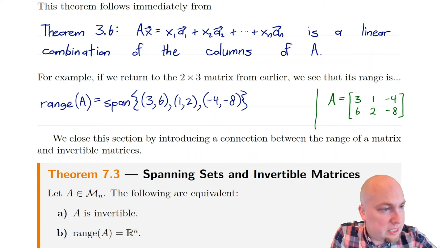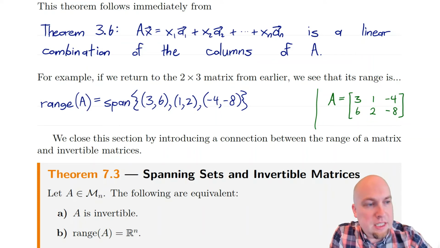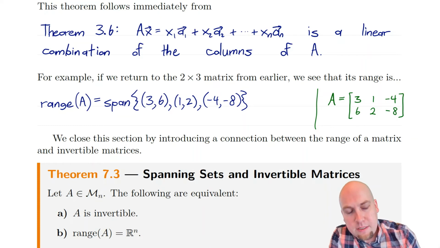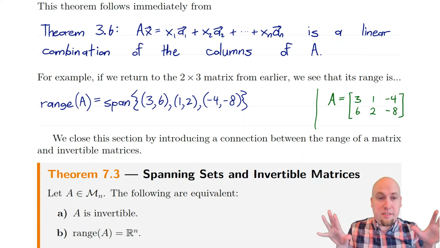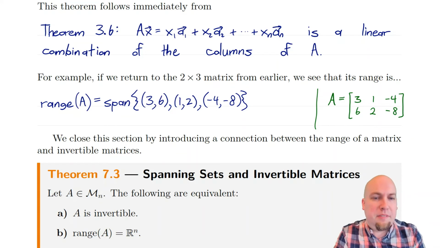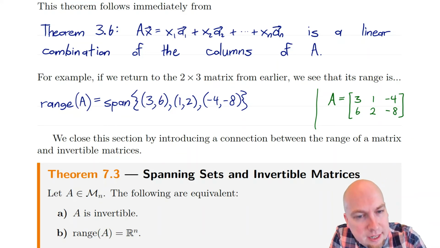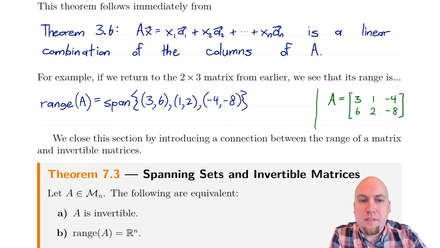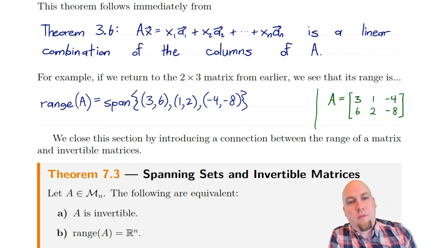It's the span of (3, 6), (1, 2), and (-4, -8). Okay, so in a sense, that's a fine answer. Certainly it's a correct answer, but there's a simpler and better final answer as well. We can simplify this a little bit because, hey, notice that (3, 6) is a multiple of (1, 2). Okay, so (3, 6) is itself a linear combination of (1, 2).